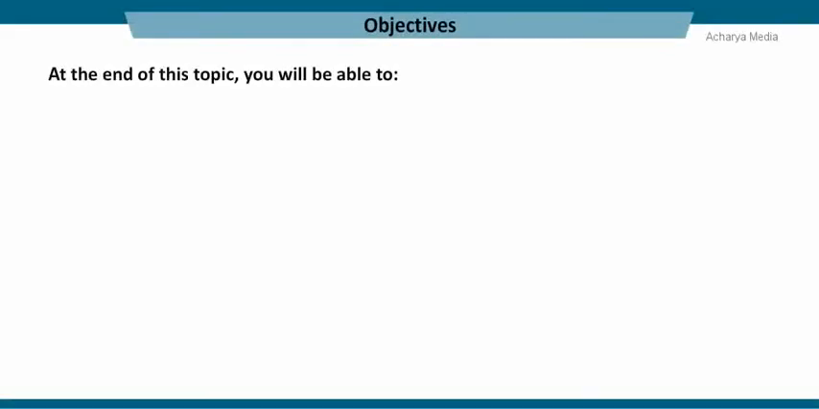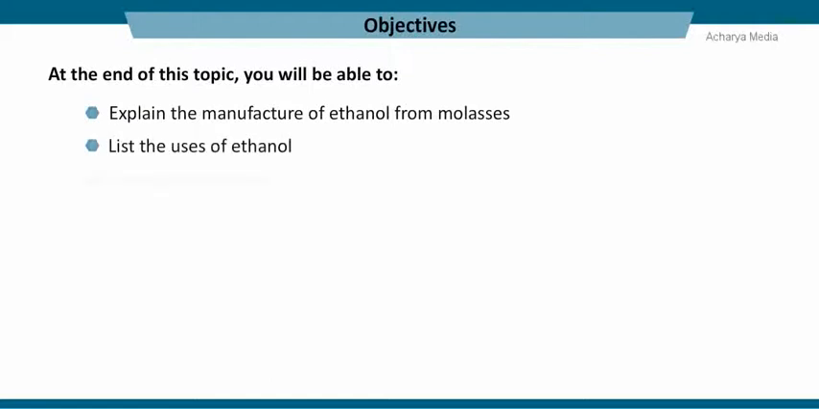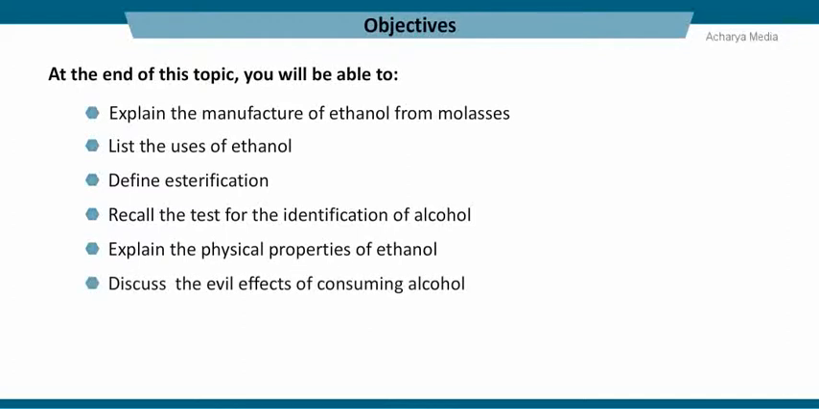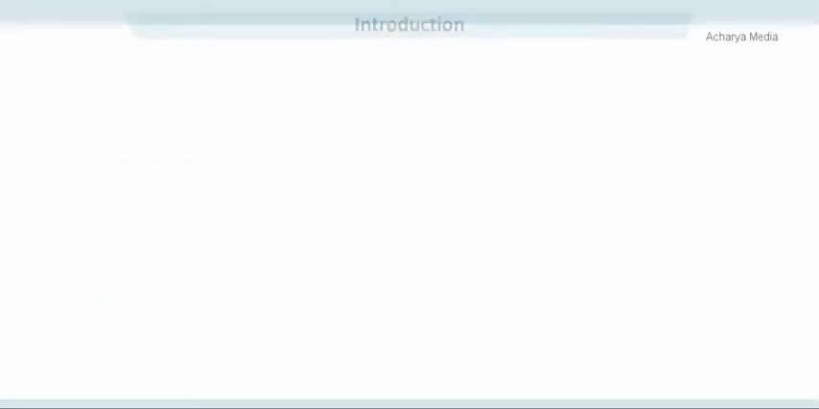At the end of this topic, you will be able to explain the manufacture of ethanol from molasses, list the uses of ethanol, define esterification, recall the test for the identification of alcohol, explain the physical properties of ethanol, discuss the evil effects of consuming alcohol.